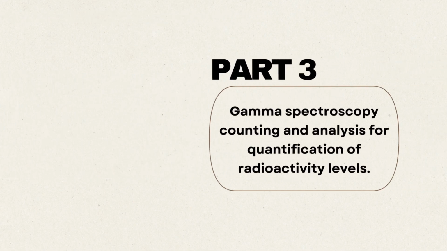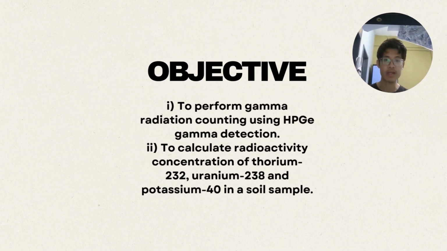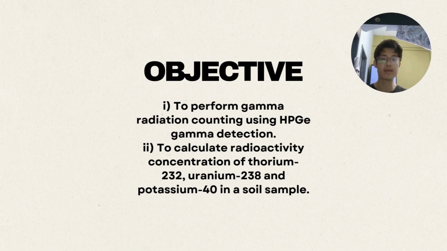For part 3, we conducted the gamma spectroscopy counting and analysis for quantification of radioactivity levels. The objective is to perform gamma radiation counting using high purity germanium, or for short, HPGe gamma detection, and also to calculate the radioactivity concentration of thorium-232, uranium-238, and potassium-40 in the soil sample.